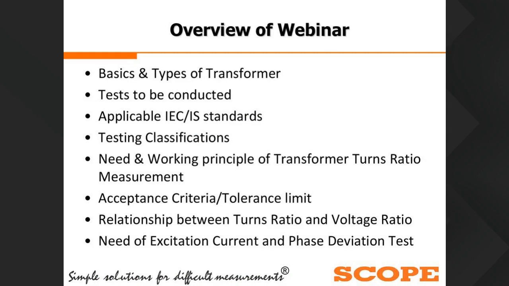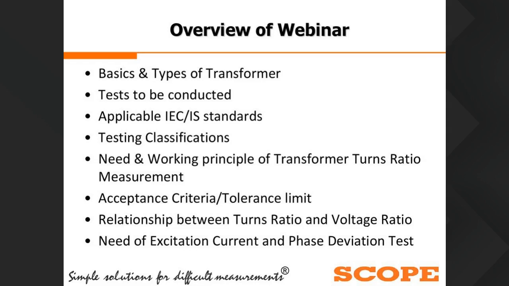So, overview of today's webinar. In this webinar, we will see the basics and types of transformers, what tests we need to conduct, applicable IEC or Indian standards, and testing classifications. Then we will see the need and working principle of transformer turns ratio measurement. After that, the acceptance criteria given by IEC, IEEE or IS, that is, the tolerance limit that will be accepted for the turns ratio measurement.